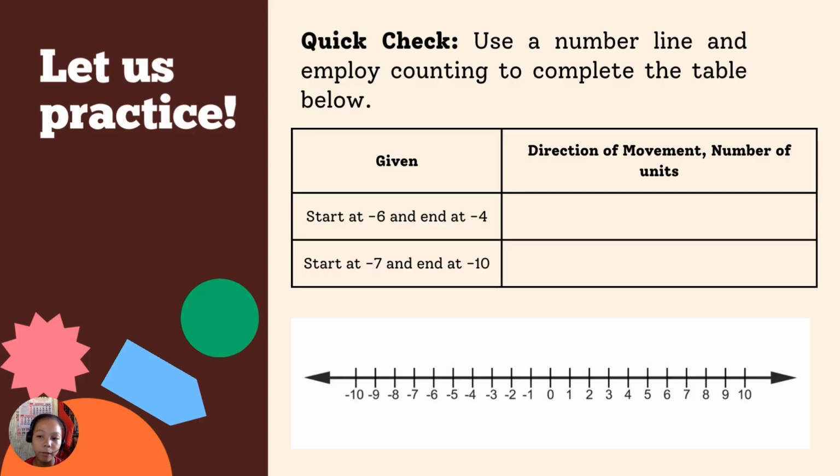How about number 2? Left. How many jumps from negative 7 to negative 10? Yes, 5 units. The answer is left, 5 units.